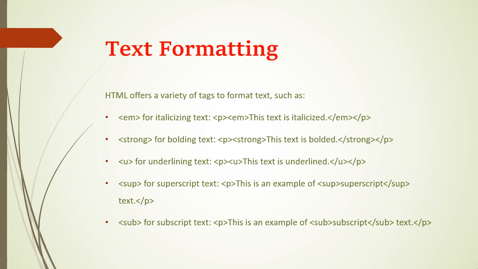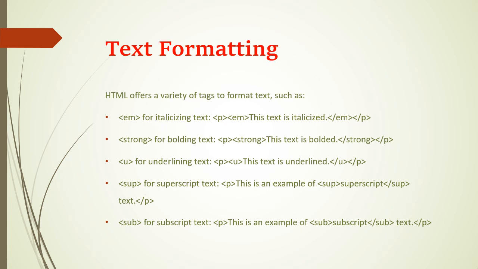Then comes the strong tag. The strong tag is used for bolding the text. We can see the example here. We start with the paragraph tag, and after that we use the strong word inside the tag, and "this text is bolded" is the content, and we close it with the slash and strong tag. So this is the second format of text.